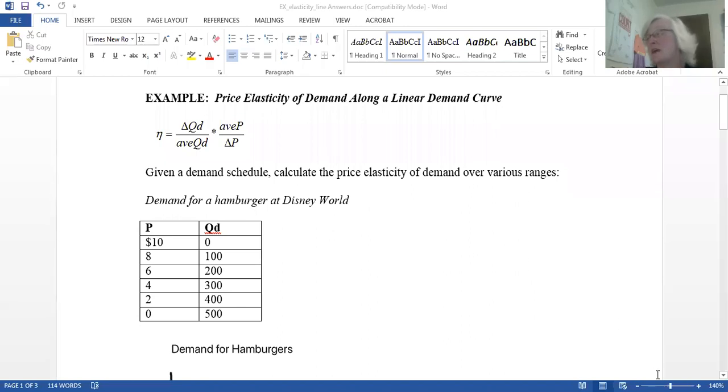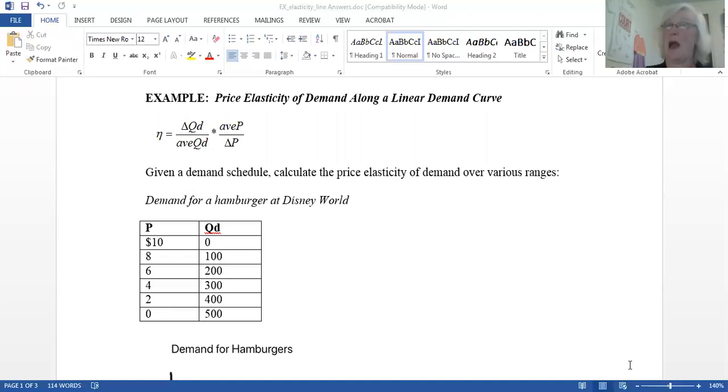I already have this prepared for you. Here is the handout. We're going to start with the price elasticity of demand along a linear demand curve. We're going to plot this linear demand curve, demand for hamburgers at Disney World. If you've ever gone to Disneyland, Disney World's in Florida, Disneyland is in California. I'm from Michigan, the Midwest, and we would go to Disney World quite often, especially in the winter. Winters in Michigan are rather harsh, and we would love to escape in January, February, head down to Florida and go to Disney World. So I have lots of experience with this.